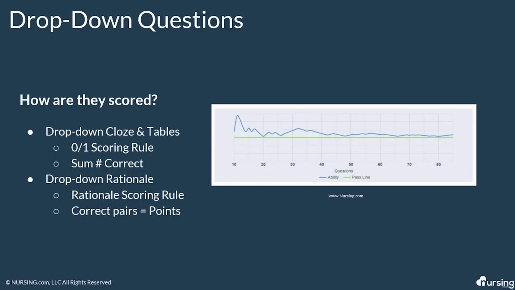Okay, drop-down questions, how are they scored? So drop-down, close, and tables, we just finished a table. That's considered the 0 out of 1 scoring rule. So that means you get a point for every correct response. Drop-down rationales, those have the rationale scoring.